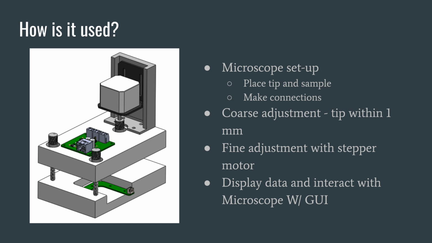In order to use the electron tunneling microscope, first, it must be set up by placing the tip and sample and making connections. Then, coarse and fine adjustments are performed. Finally, the user must interact with the GUI to control the microscope and collect data.